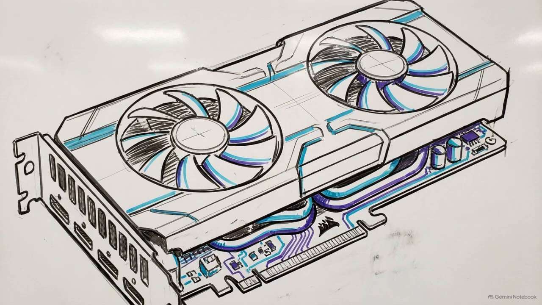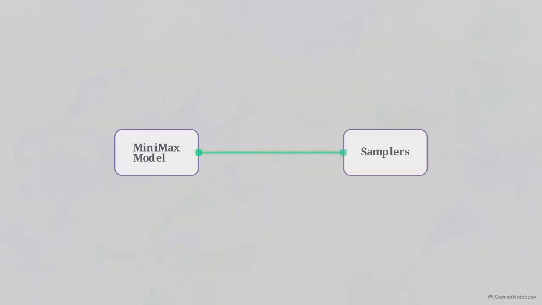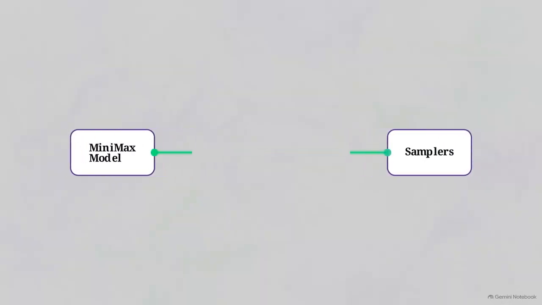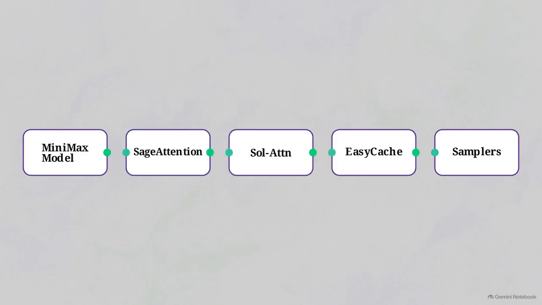Using these specific updated tools helps prevent the out-of-memory errors that typically occur when generating local video on 8 or 12 GB cards. To build the chain, you have to disconnect the main MiniMax model from your downstream samplers. We are creating a pipeline that processes the model data before it hits the sampler.